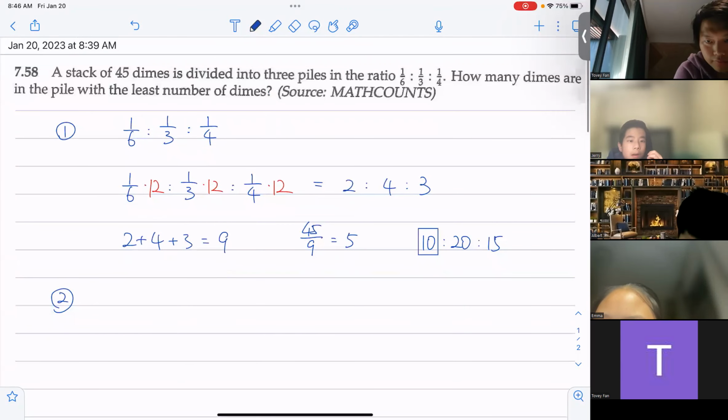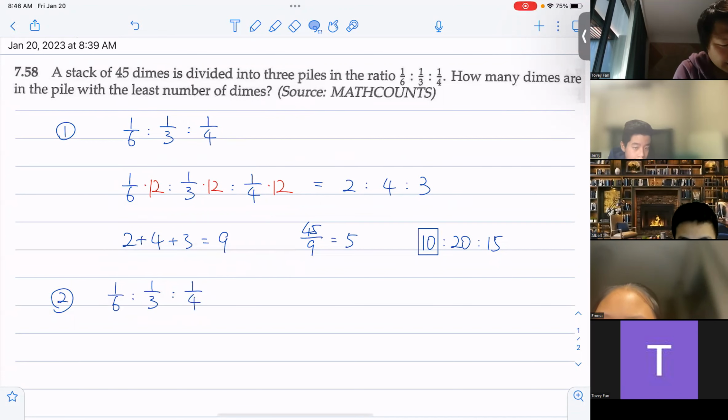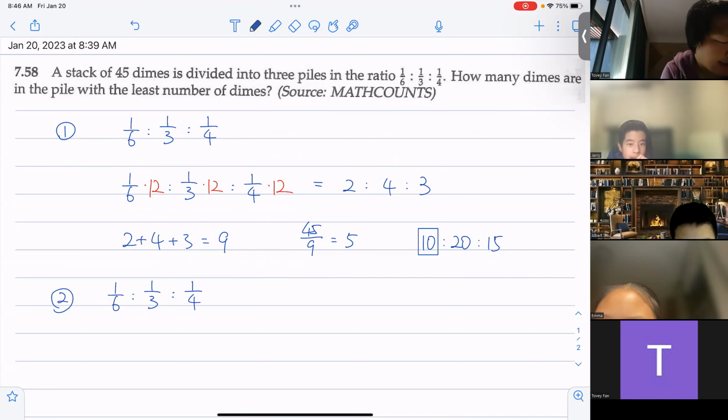Okay, another way to do this is that we don't even have to change this into integers. We just deal with fractions. We do the same way, right? Remember that if you have a ratio, you always add them up, and divide 45 by it. So we can just add the fractions up.